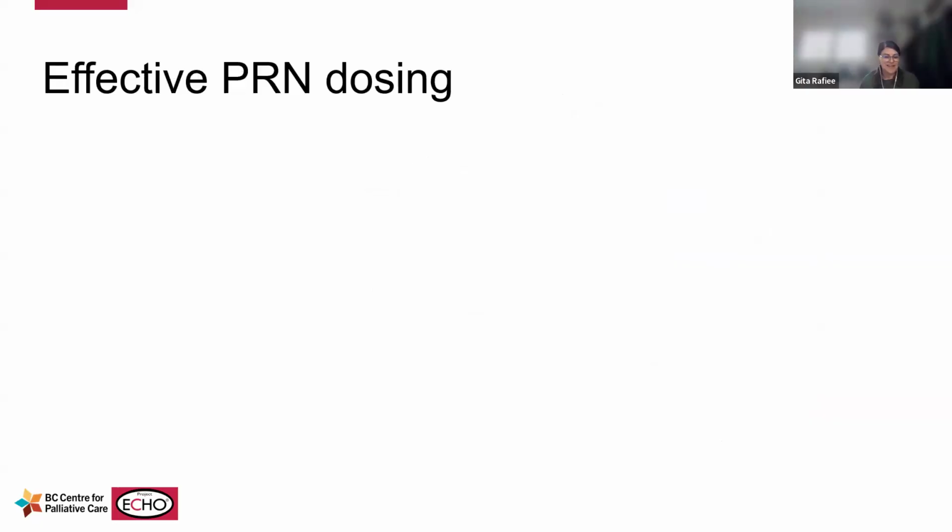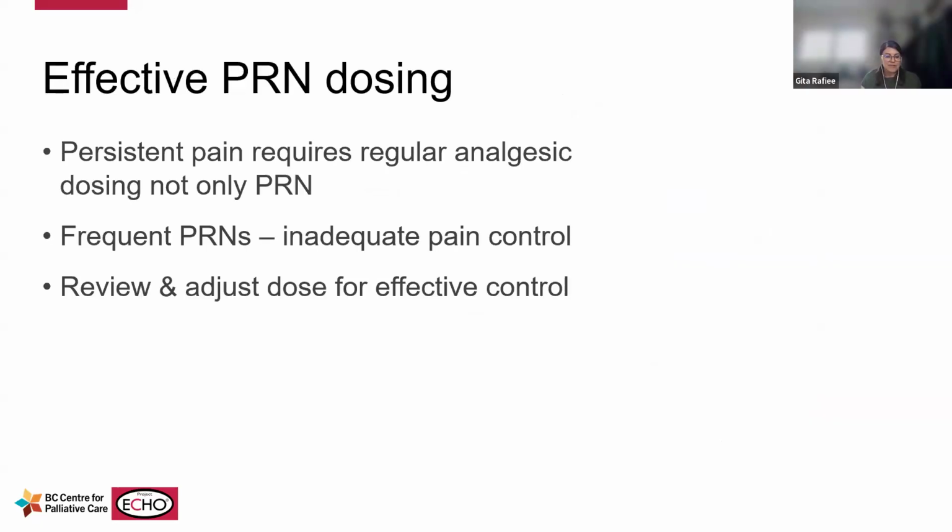Thank you, Jennifer. So this slide talks about effective PRN dosing. A key principle in pain management is that persistent pain should not be managed with PRN alone. Instead, it requires both regular and around-the-clock medication to maintain consistent comfort. PRN meds are best used for breakthrough pain, such as unexpected flares, or incident pain, such as during movement, wound care, or procedure.